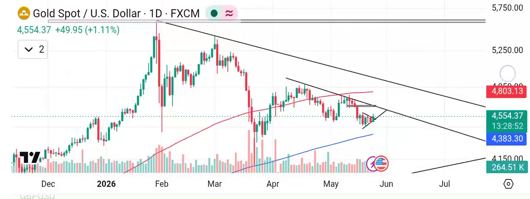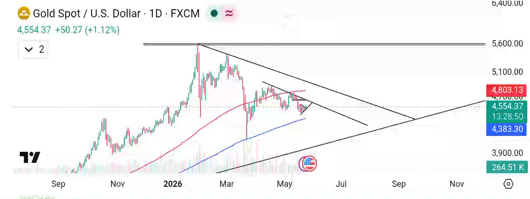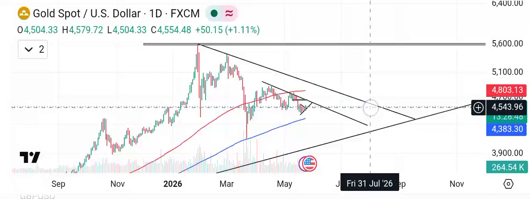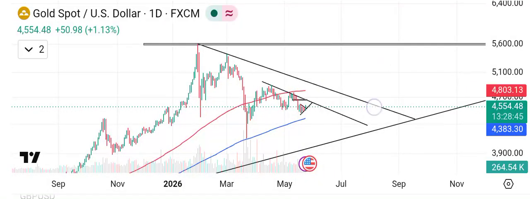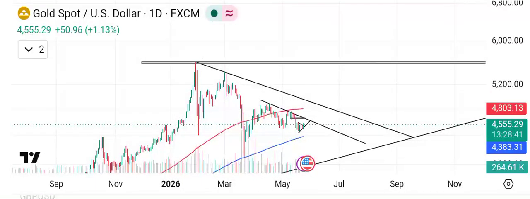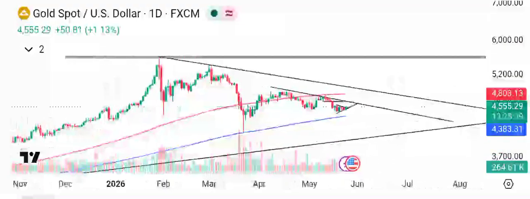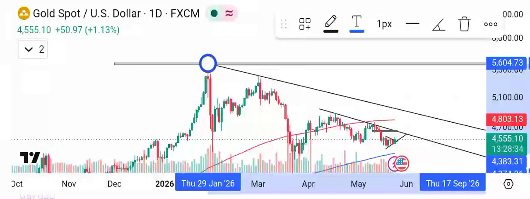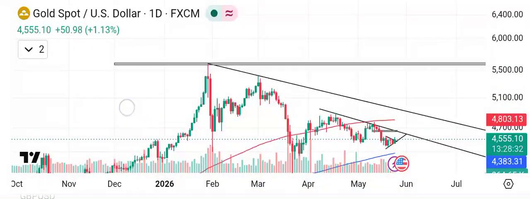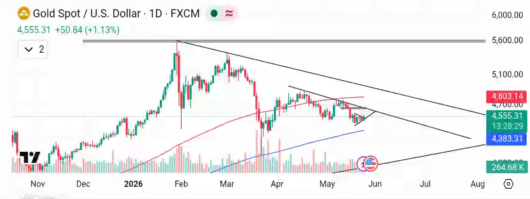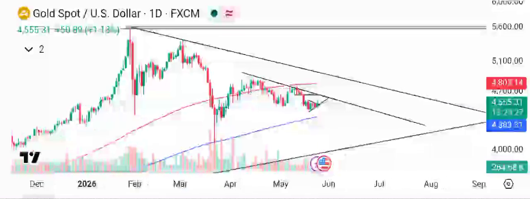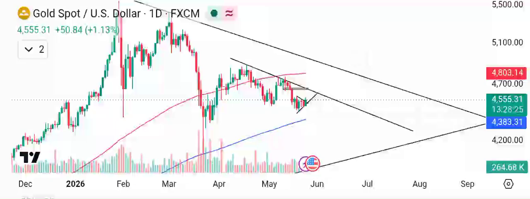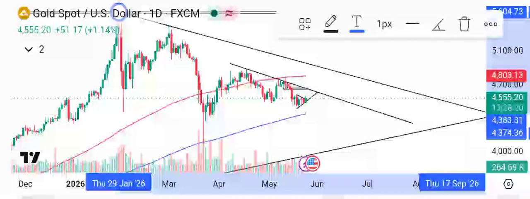I have here my horizontal resistance and my diagonal resistance. This trend line here is serving as my diagonal resistance, and this zone here is my horizontal resistance. On my diagonal resistance, I have the first and the second, which means the diagonal resistance has been established. That's why I have the trend line here. So I'm waiting to see if price will come again the third time. I will go for a sell, but price has failed to come here.